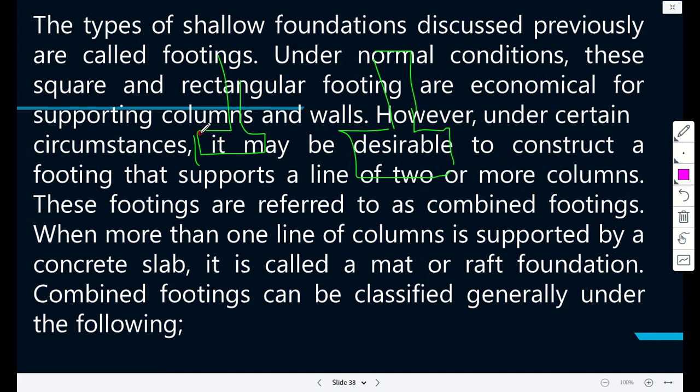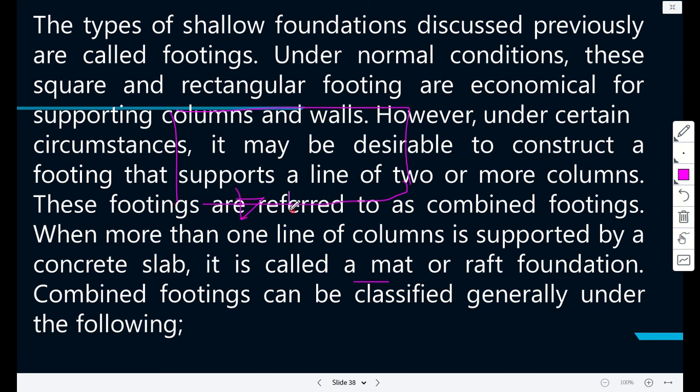So in most cases the individual bases are just okay, but sometimes you don't have the laxity, so you have to combine the footing. So for two columns you have one footing. That's what we're saying. So when more than one line of columns is supported by a concrete slab, it is called a mat foundation. I already said. So you could have a series of combined footings.